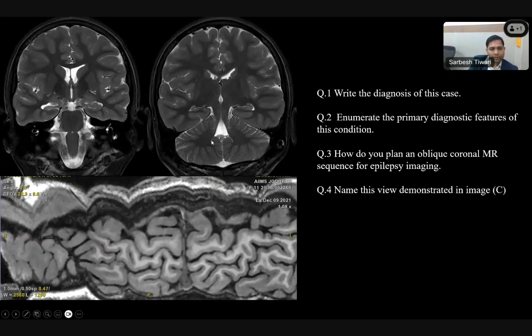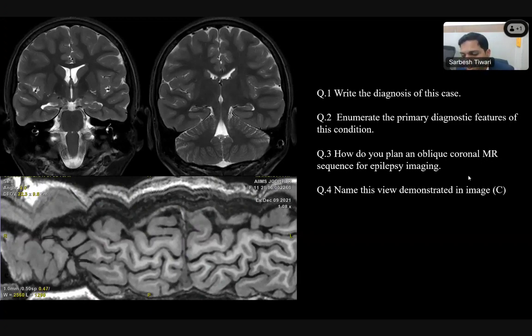So I am giving you three images. This is a T1 MP RAGE image. These two are the oblique coronal images of the brain. Okay, so what answers do I want? I want you to tell me the diagnosis here, the primary diagnostic feature of this condition, how to acquire an oblique coronal MR, and what is this view that I am demonstrating to you? What is this view on the T1 image that I have demonstrated here?